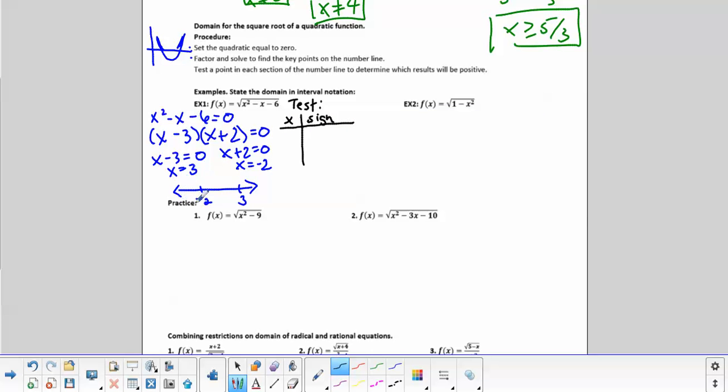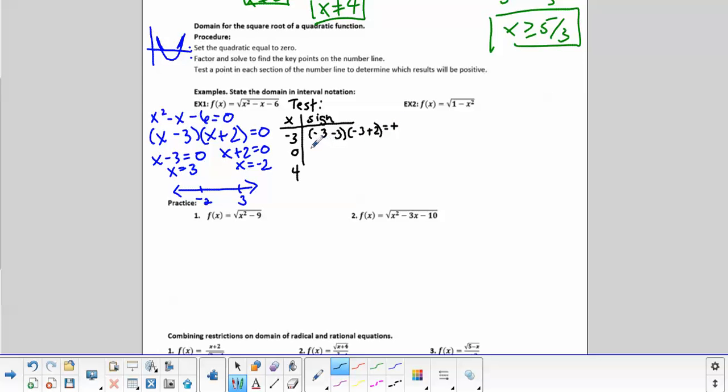So over here I could choose any number less than negative 2. I'm going to choose negative 3. In here, any number between negative 2 and 3, so I'm going to choose 0. And any number bigger than 3, so I'm going to choose 4. So if I put negative 3 in for x in both factors, I would have negative 3 minus 3, negative 3 plus 2. And I don't need to know the answer, I just need to know if it's positive or negative. So this is a negative times a negative, which is positive.